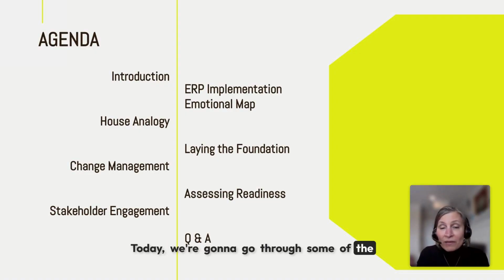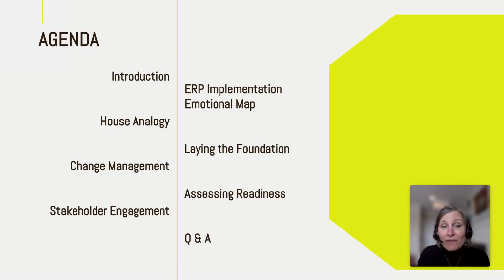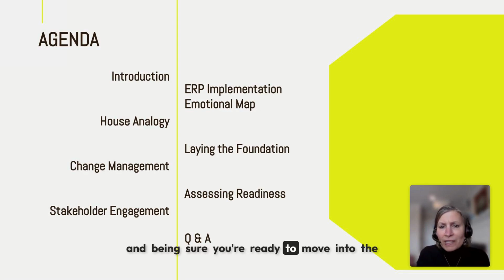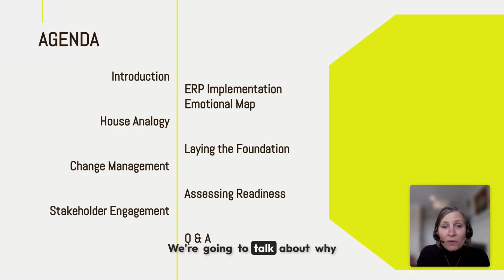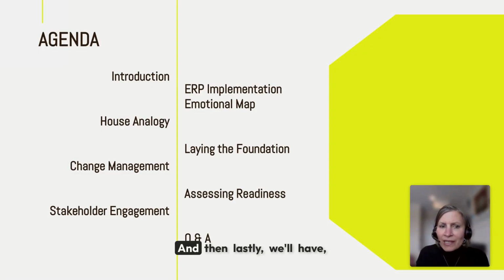Today, we're going to go through some of the lessons that we've learned implementing hundreds, thousands of ERP systems. We'll cover the emotional journey that you may go through when you implement a new ERP system. I'm going to use the analogy of building a house to help illustrate some of the important points, such as laying a good foundation and being sure you're ready to move into the house when it's finished. We're going to talk about why having a good change management process is one of the keys to success, as well as assessing your company's readiness for change and engaging the right people on the journey. And then lastly, we'll have a Q&A at the end.